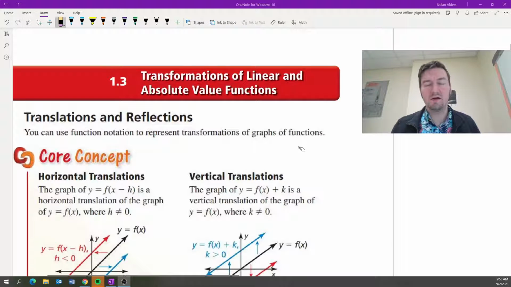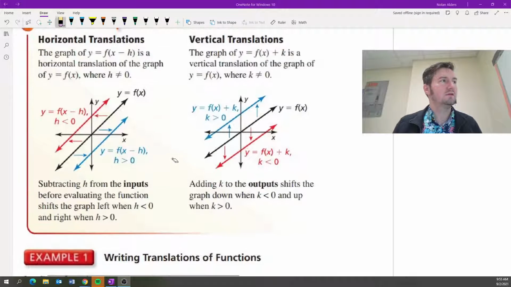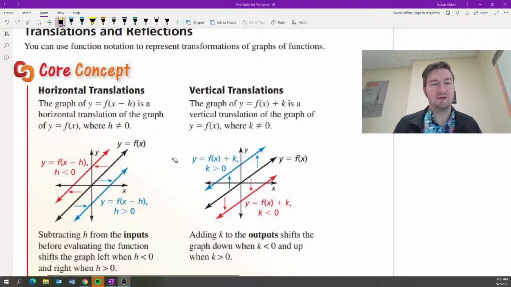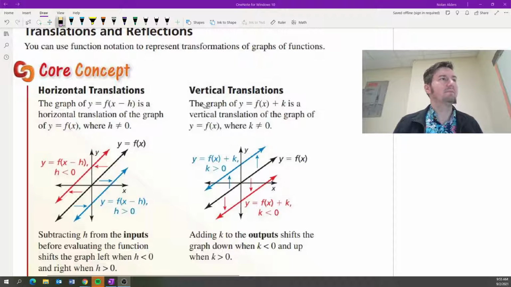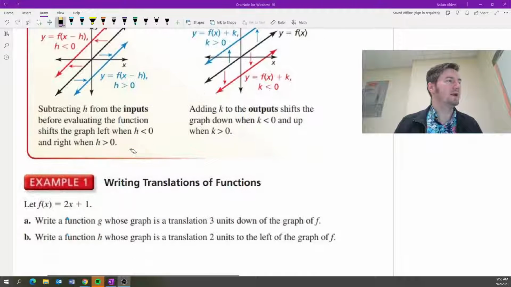Guys, in this video I'm going to be showing you how to work some problems with transformations of linear and absolute value functions. So first thing we want to look at is horizontal and vertical translations. And just remember, guys, horizontal translations just means that you're moving side to side, left and right, and vertical translations are just up and down movement. So just remember to keep that in mind.